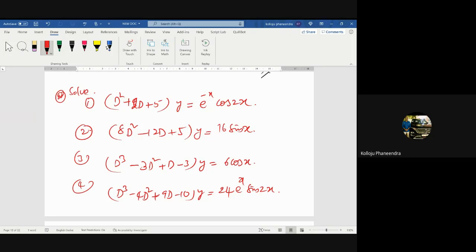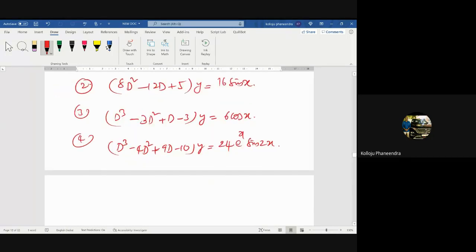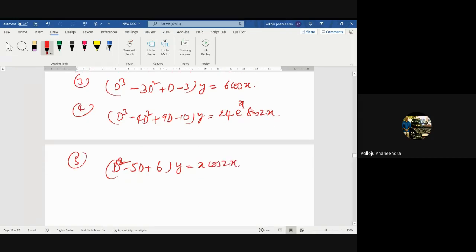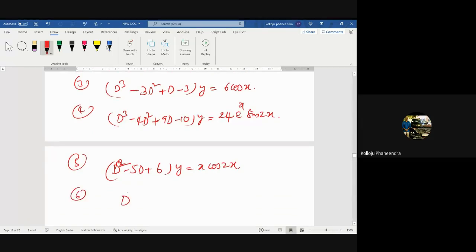X into V we need, no? Yeah, one problem. X into V: D square minus 5D plus 6 into y equal to x into cosine 2x. And the sixth one, D square plus D minus 2 into y equal to x square into sine x.